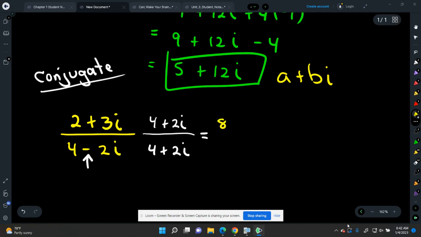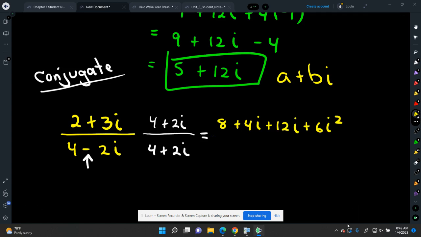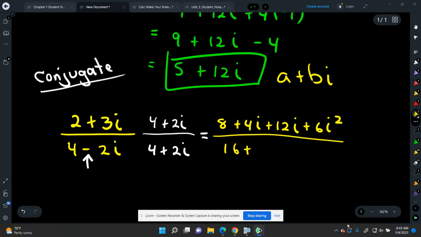Multiplying by the conjugate. Okay, so let's go ahead and multiply this out. We get 8 plus 4i plus 12i plus 6i squared. Okay, you guys should be copying this down because this is the hard one. This is the one you probably did not know how to do. And when it comes time at the end of the semester to review for your exam, you need to have notes to review. Okay, on the bottom, we get 16 minus 8i. I'm sorry, plus 8i minus 8i minus 4i squared.